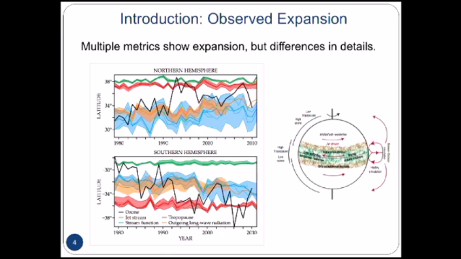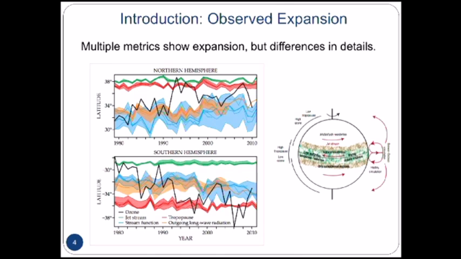If you stare at this enough, you can see that most of these curves, in the northern hemisphere, say the blue and this brownish curve, are expanding, so the northern edge of the tropics is getting larger, and in the southern hemisphere they're expanding downward as well. However, it's crystal clear that there's a lot of variability in all these metrics. The different metrics give you a different mean position, so there's a lot of uncertainty in the details.